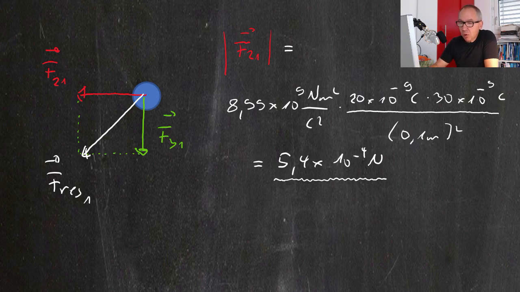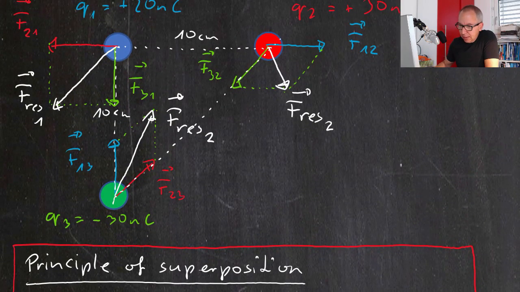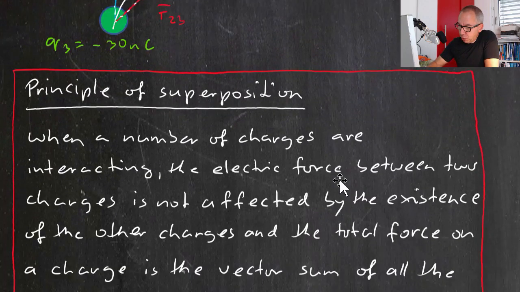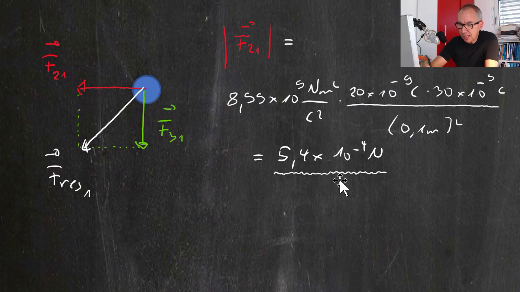If we go back, then we see that the magnitude of these two compared to these two charges is the same, so it's 30 and 30. Also the distance is the same, therefore also the magnitude of the green force is equal.